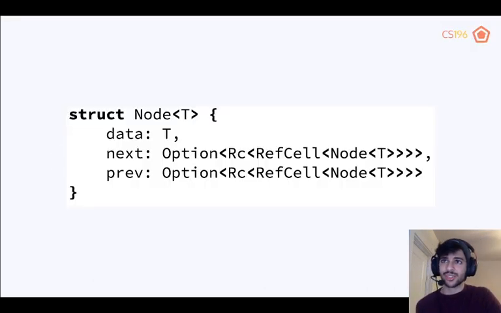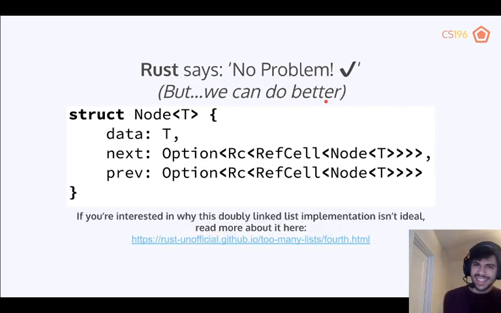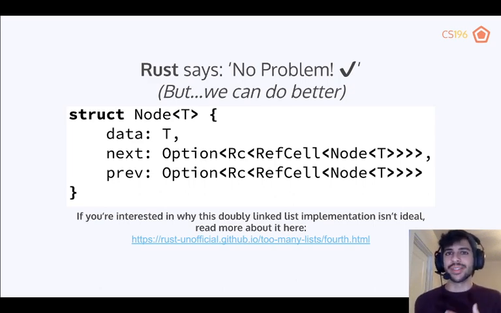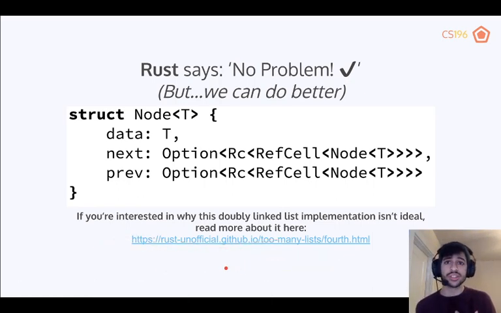So with the doubly linked list, what we can do is just wrap it in the innermost layer with RefCell, and to this, Rust says, no problem. Finally, we have done it. We have implemented the doubly linked list, and you'll notice here we say that we can do better. Why can we do better? Kind of out of the scope for this lecture. If you're interested in why this doubly linked list implementation isn't really ideal, you can read more about it at this link. Same thing as earlier, we have a lot of students that are really interested in learning more about Rust. If you are, that's an excellent read. I think it's really interesting, and you will enjoy it quite a bit.